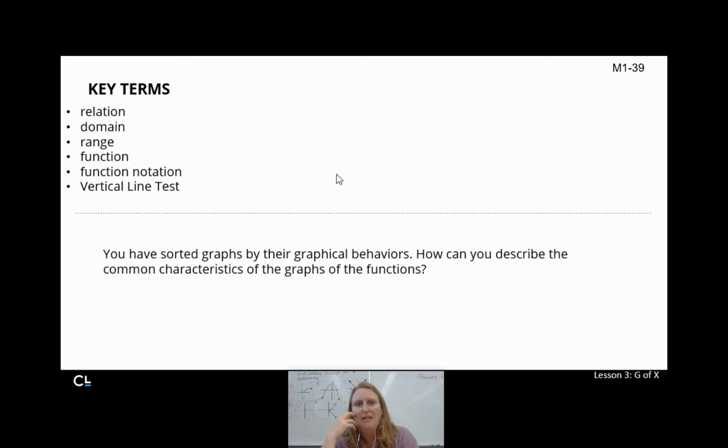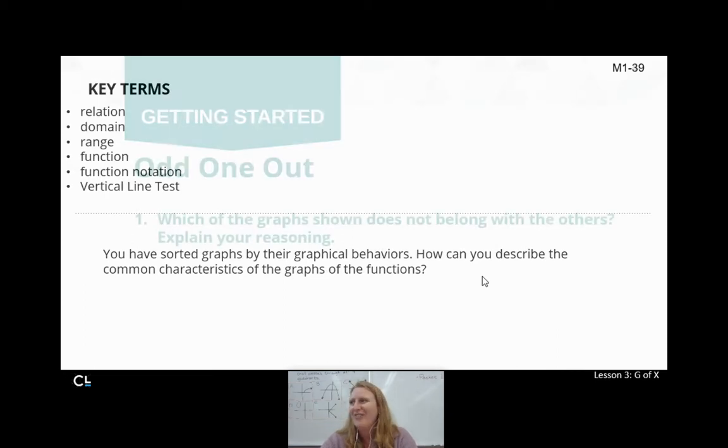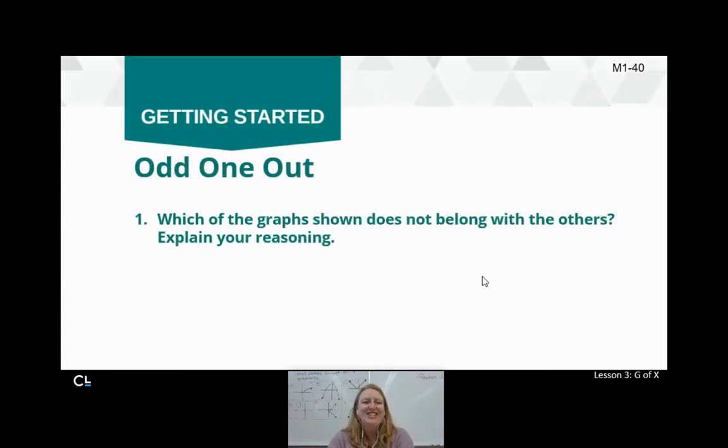They have things in common. So what kind of functions are they? Does that make them belong to a particular family? We're going to be finding that out. So let's go to our getting started activity on the next page, M1-40.